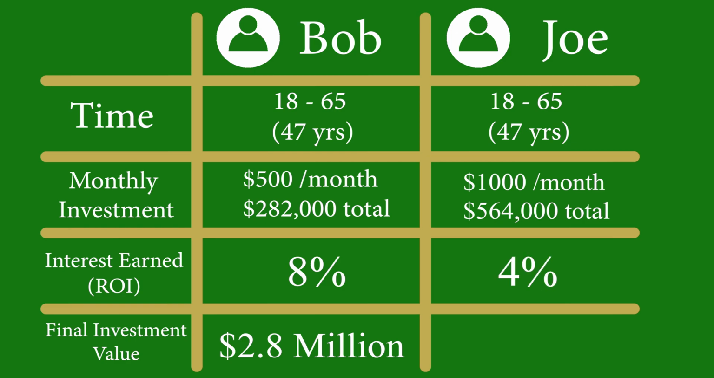At the end of it, he would have invested $564,000, but it would have only grown to just over $1.6 million. Even though he invested double the amount, Joe's investment was still worth over $1 million less than Bob's, all because Bob was able to get 8% returns while Joe was only able to get 4%.